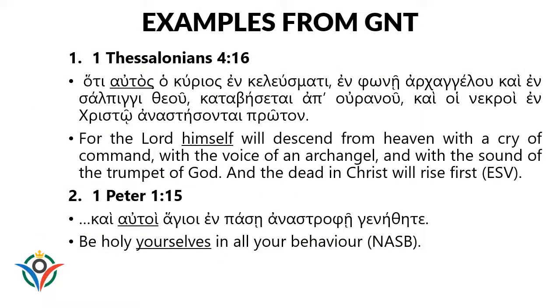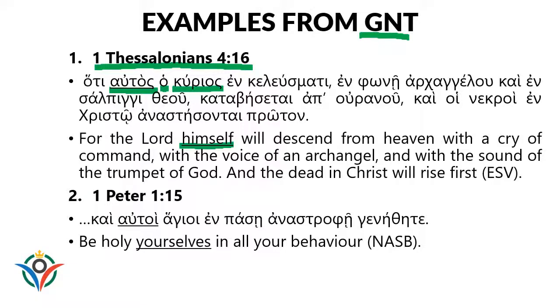So here are two examples of the intensive form standing in the predicate position from the Greek New Testament. The first one is 1 Thessalonians chapter 4 verse 16. I'm not going to read all of the Greek right now, but I've just underlined the various forms of the personal pronoun in these verses. So the first one is autos, standing in the predicate position because the article ha comes before the noun, which in this verse is kurios, and that is translated as Lord. So our translation would be for the Lord himself.